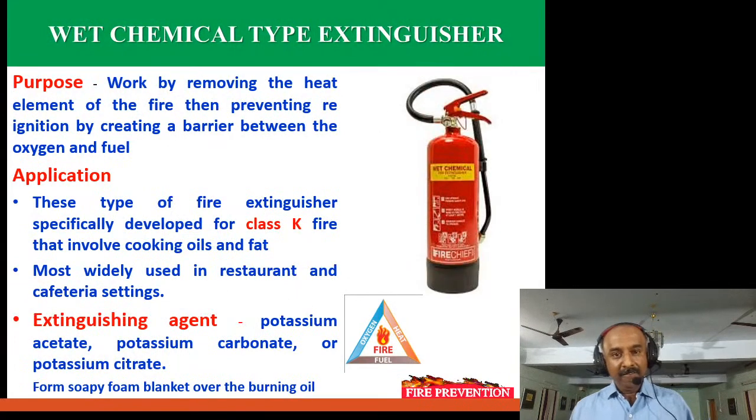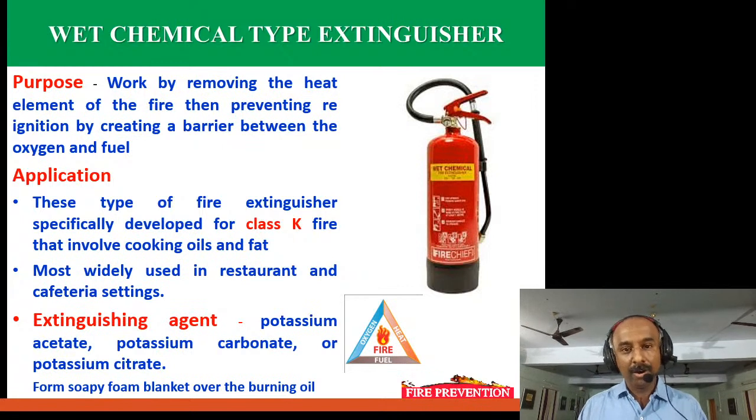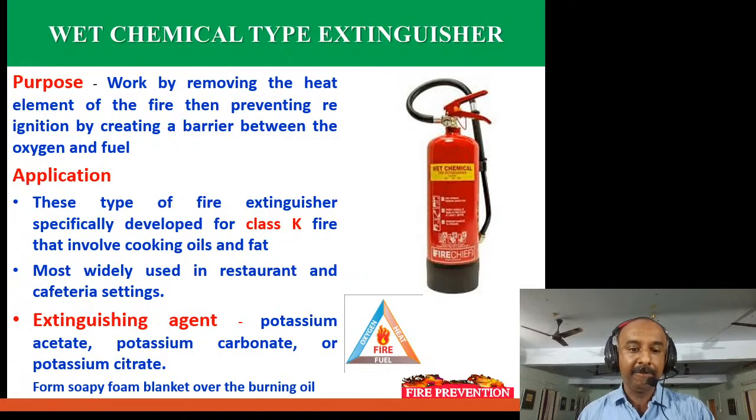And the next one is the wet chemical type extinguisher. This extinguisher is specifically developed for class K fire that involves cooking oil and fat. So it finds its applications in restaurants and cafeterias. How does this extinguisher work, how does it perform its role while in operation? First, it removes the heat element. Then it prevents reignition by creating a barrier between oxygen and the fuel. It performs two roles, which is sufficient to put out the fire, and it is more suitable for class K fire.